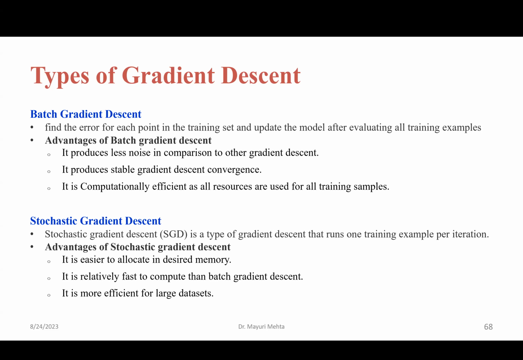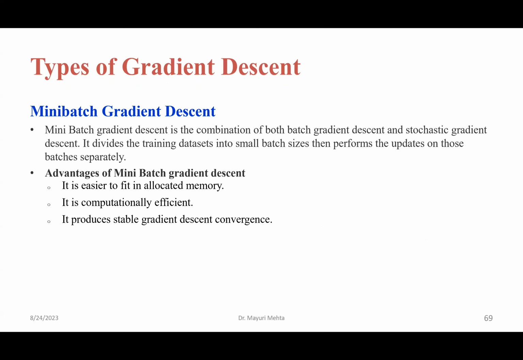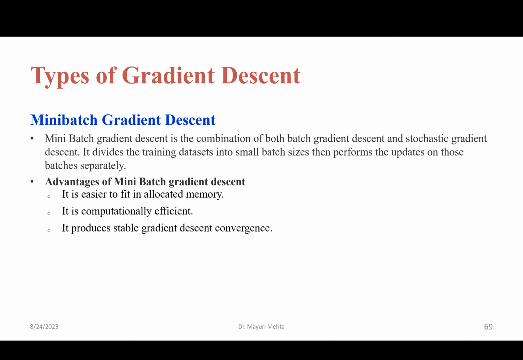Now, the next is mini batch gradient descent. How does it differ from batch gradient descent and stochastic gradient descent? Mini batch gradient descent is a combination of both. I repeat: in batch gradient descent, the entire training data set is considered. In stochastic gradient descent, one sample from the training data set is considered at a time in one iteration.